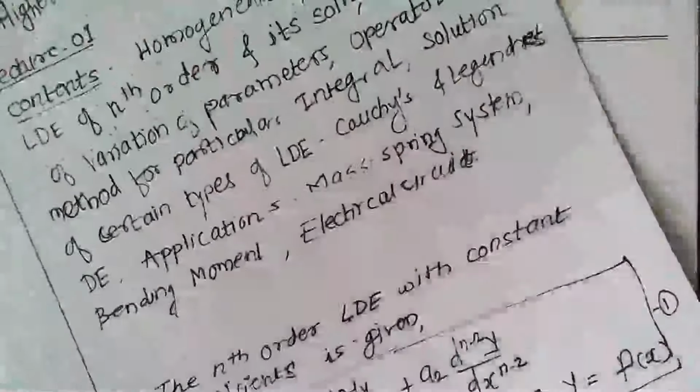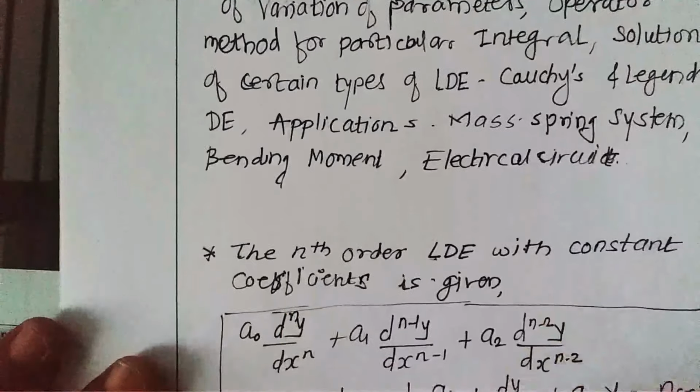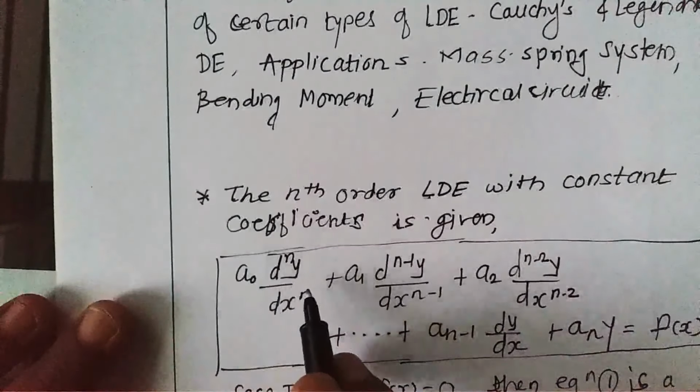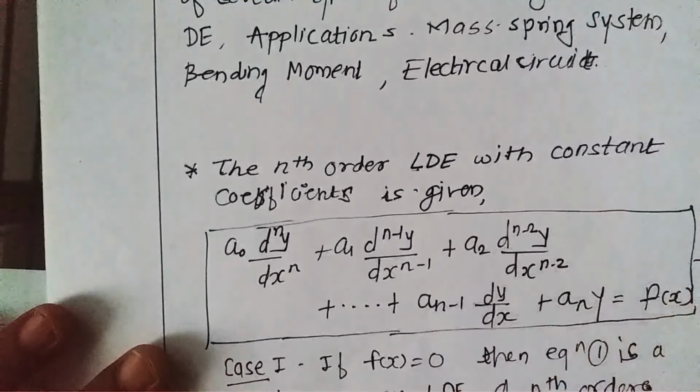Another thing, this is called a differential equation with constant coefficients, because the coefficients of these derivatives are all constants. These a0, a1, a2, up to a(n-1) and an are constant terms.